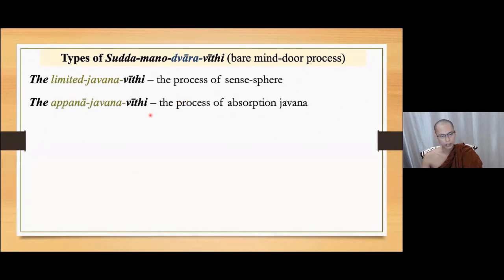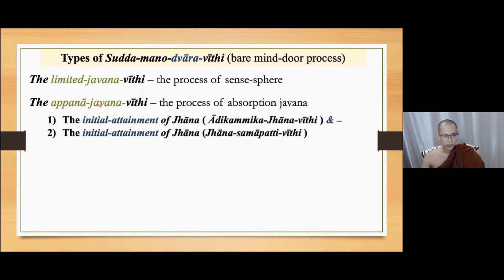The second one is the appana javana viti, the process of absorption javana. Jhana viti and magga viti are all regarded as appana javana. So according to the javana, we can divide it into two. One is the process of sense-sphere javana. The other is the process of the sublime or absorption javana, mahaggata and lokuttara.